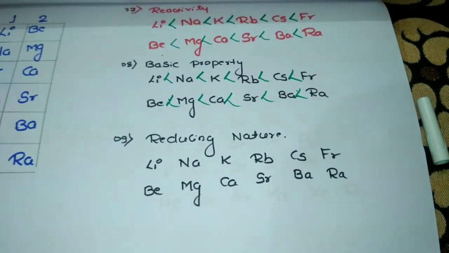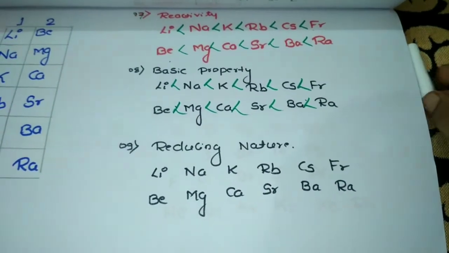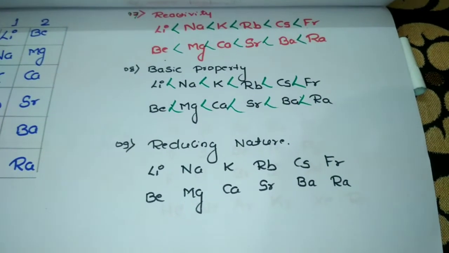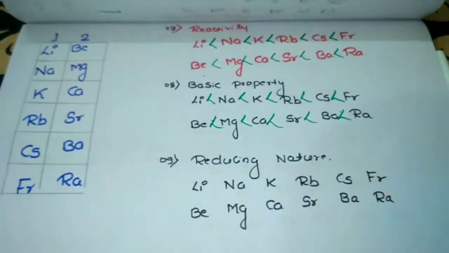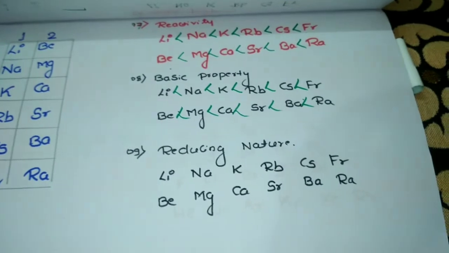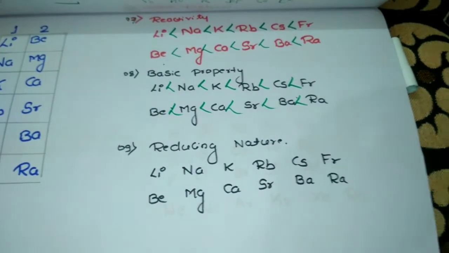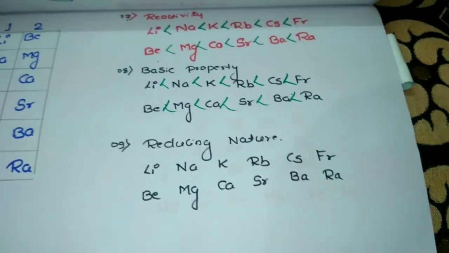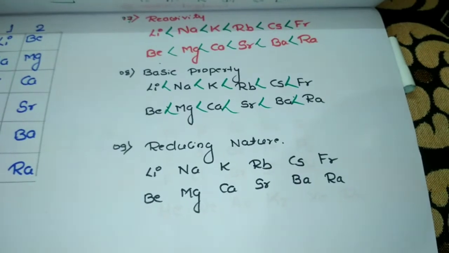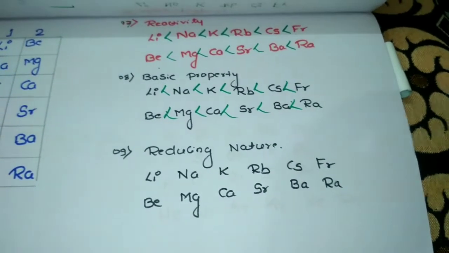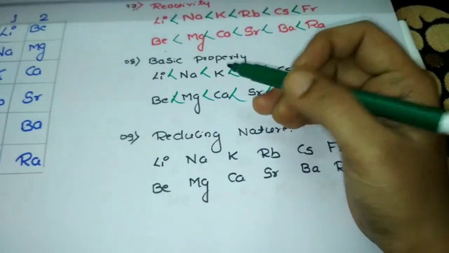The next one is the reducing nature. What do you mean by reducing nature? S block elements act as strong reducing agents. A reducing agent is the one which undergoes self oxidation. What do you mean by oxidation? It is the loss of an electron, or the addition of oxygen or the removal of hydrogen. So as we go down the group, what happens?